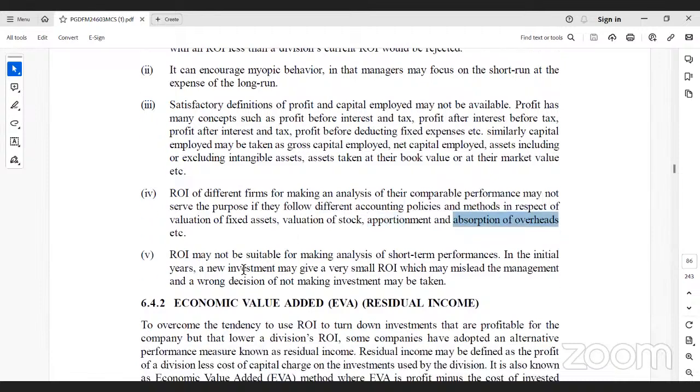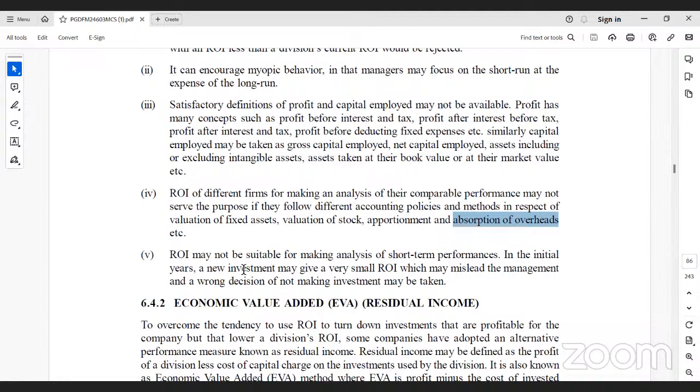ROI may not be suitable for analyzing short-term performance, so it is better measured with long-term performance. In the initial years, as the investment gives a very small ROI, it may mislead the management and lead to wrong decision making. We can see this in bigger firms.